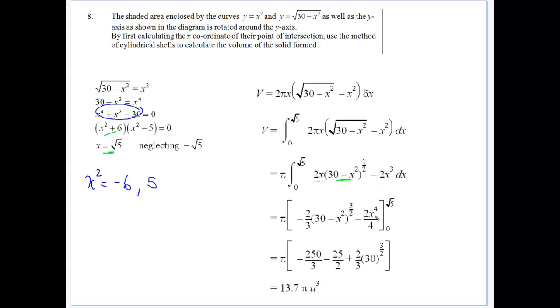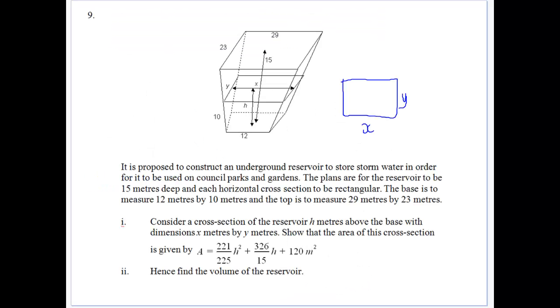And then we integrate the 2x cubed, which gives us 2x to the power 4 on 4. We can do some cancelling down and do our substitution. And we end up with our answer there, 13.7 pi units cubed.